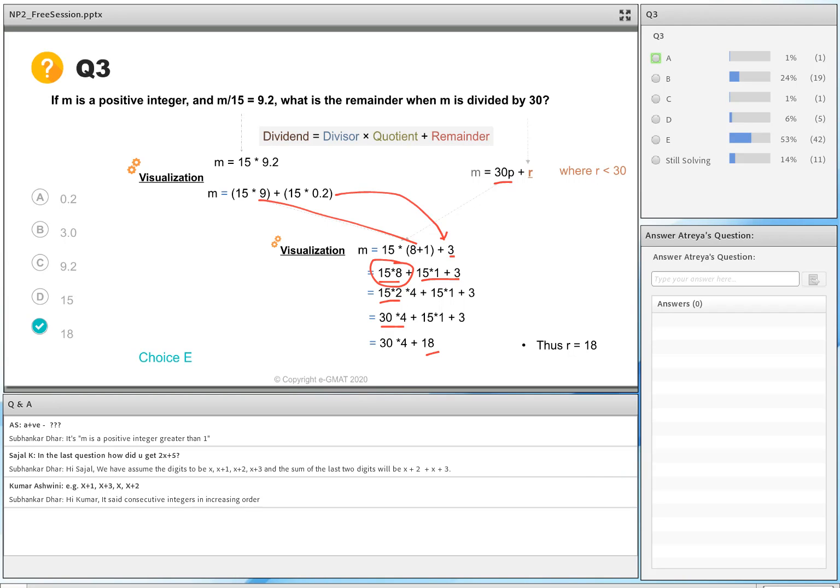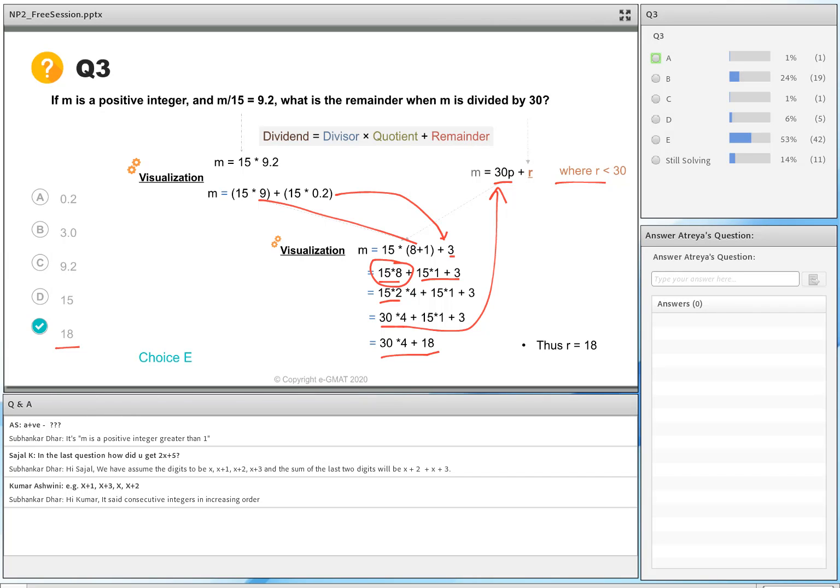Now 30 times 4 is nothing but I've tried to write it in terms of 30p, where p is equal to 4. Now when I get this equation, what do I have? I have the equation in the form of 30p plus r, correct? I have to check whether I'm satisfying the constraint or not. Yes, 18 is less than 30, so I can close my eyes and directly mark option E as the answer.